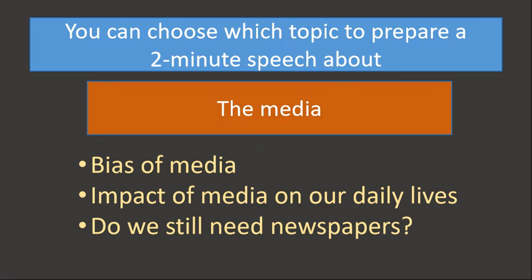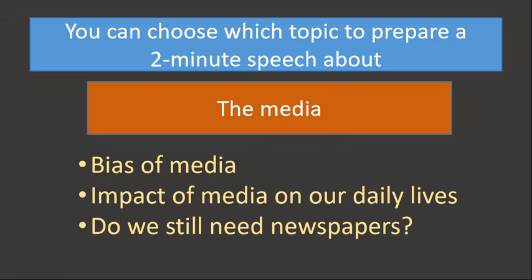The second topic is the media. So you might talk about media bias. That's when reporters show favoritism towards one point of view rather than the other. Maybe it's the impact of media on our daily lives. So when it says media, it refers to news, TV, social media, all of this. It might have a positive impact, might have a negative impact. You might want to talk about the advantages and disadvantages and then give a conclusion overall.